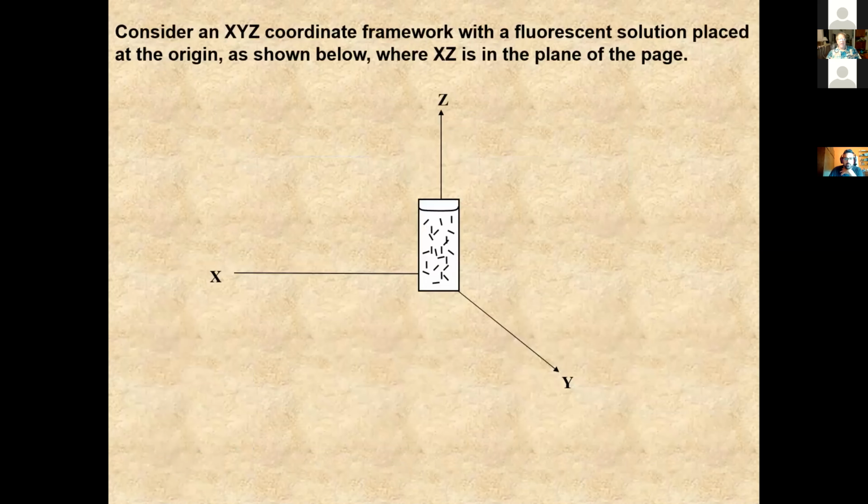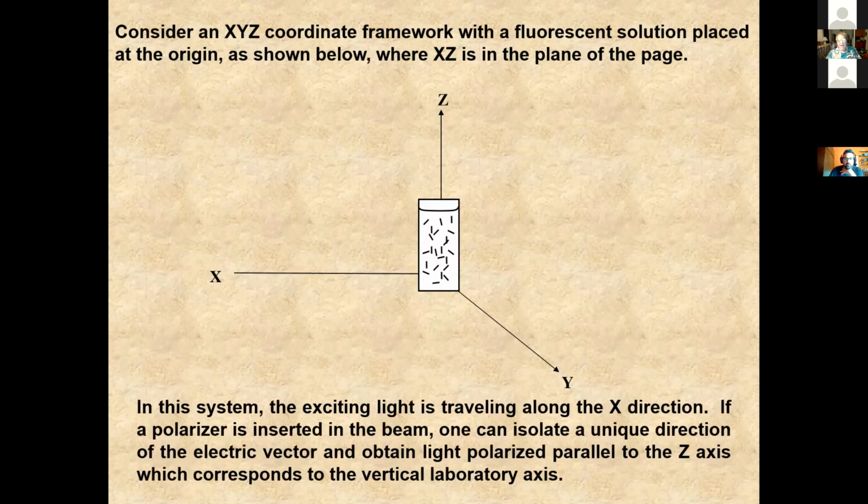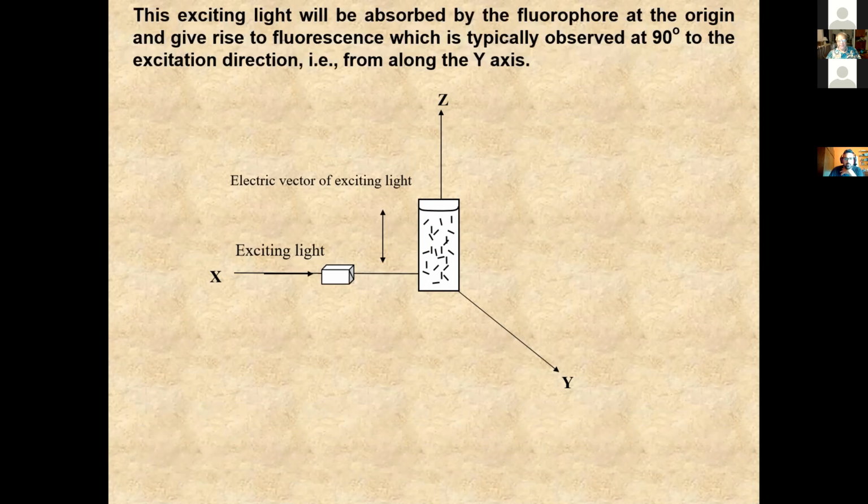Now, consider an XYZ coordinate system where the fluorescent solution is placed at the origin. As we see here, X and Z are in the plane of the page, and the observation is made along the Y-axis, so out towards you and the audience looking in. You can have exciting light traveling along the X direction. You could put a polarizer and isolate one electric vector. In this case, I'm showing one parallel to the Z-axis, which corresponds to the laboratory vertical axis.